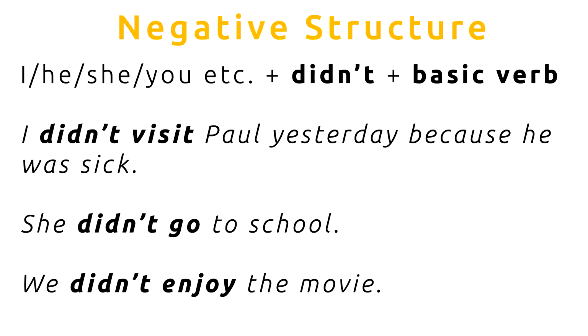The negative structure is the subject, I, he, she, you, etc., plus didn't, plus a basic verb. So didn't indicates the past tense. For example, I didn't visit Paul yesterday because he was sick. She didn't go to school. We didn't enjoy the movie. So notice that the verbs in these examples are basic verbs because the past tense is indicated by did not, didn't. This indicates the past tense.